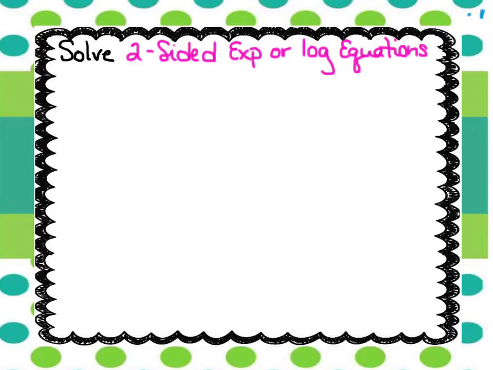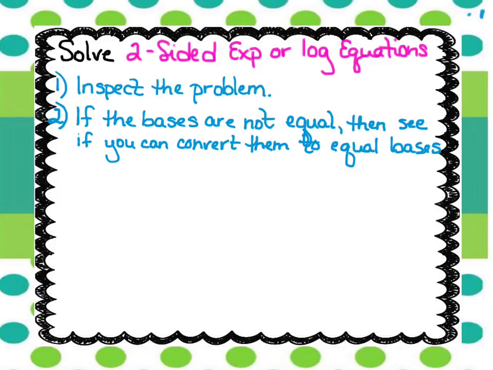The first type of question we're going to look at is the two-sided exponential and logarithmic equations. Basically you're going to see either an exponent on the left and the right, or a logarithm on the left and the right. The concept behind this is that if you can get the bases equal to each other, then the exponents are going to be equal to each other. If the bases aren't equal, we'll see if we can convert them to equal bases. Again, when base equals base, then the exponent equals the exponent.